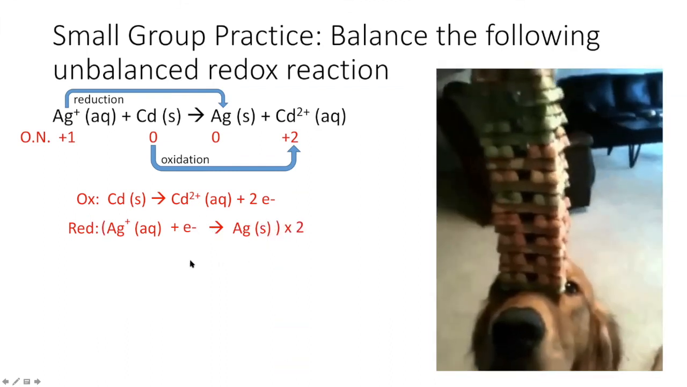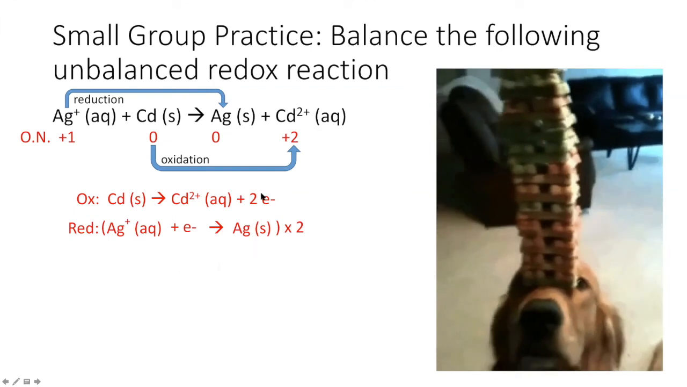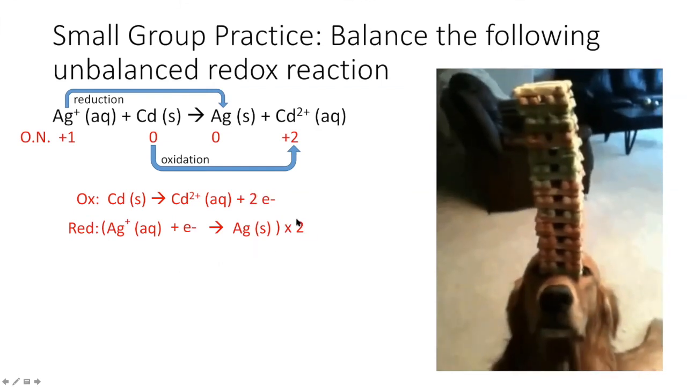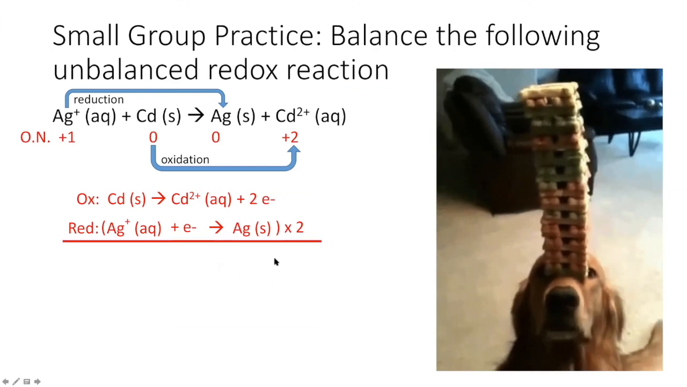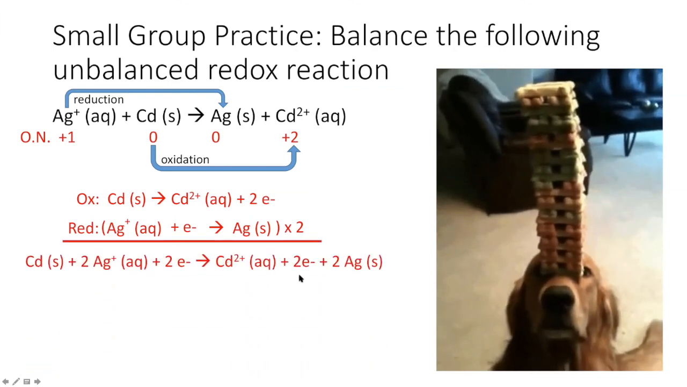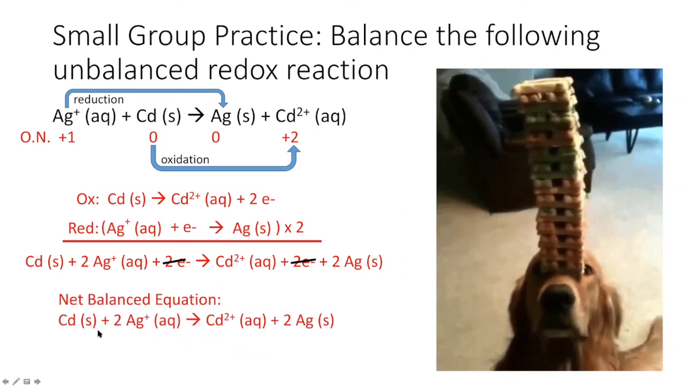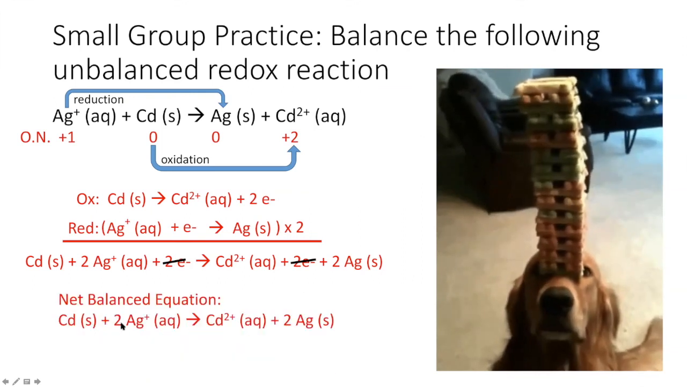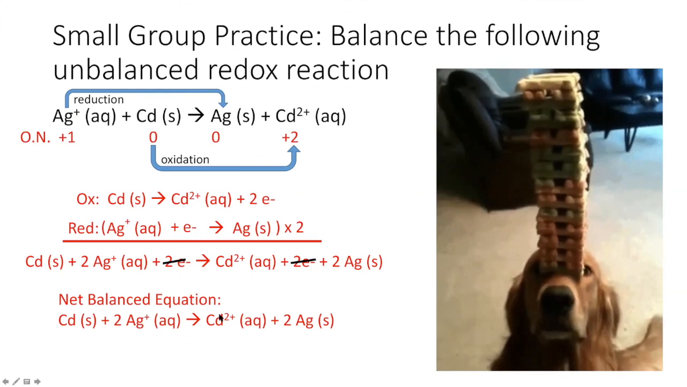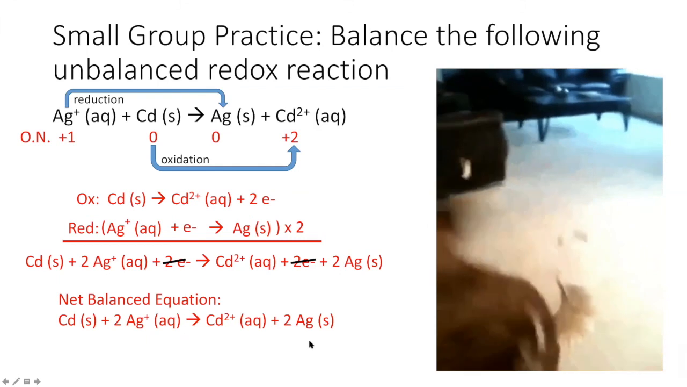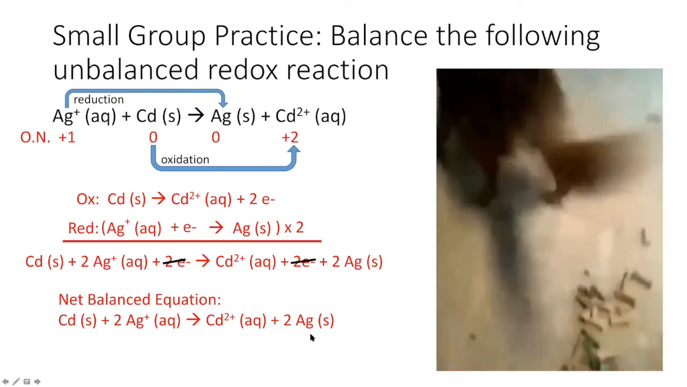But I've got to reconcile the number of electrons that are transferred. In this case, I had 2 electrons transferred. Here I only have 1, so I multiply the whole thing by 2. Then I just add everything together and cancel out what's on both sides to get the net balanced equation. So the cadmium metal reacts with 2 silver +1 ions to give cadmium 2+ ions and 2 silver metals.